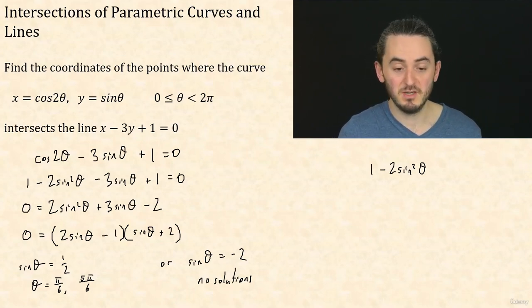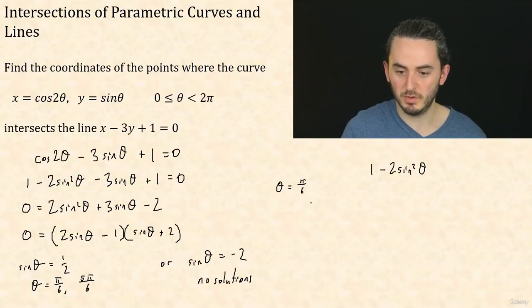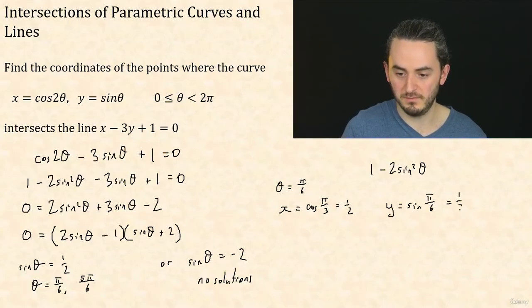Okay, but that's actually not my answer because the question said find the coordinates of the points. All right, so when theta is pi over 6, what are our coordinates? Well, x is cos of double that, which is pi over 3, and that's just a half. And y is sine of pi over 6, which is also a half. So that gives us the coordinates half, half.